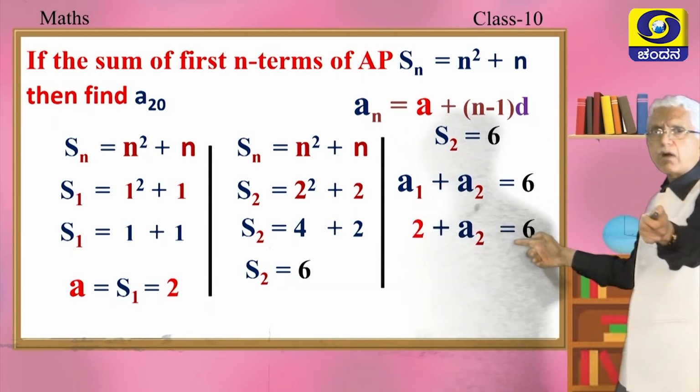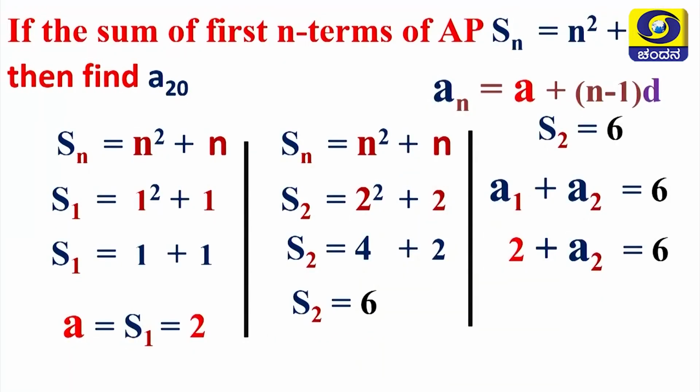Beautiful. You have already found out the first term here, right? A1 or A is S1 is 2. So in place of A1, what have I done, my dear children? I have substituted 2. 2 plus A2 is equal to 6, correct? 2 plus A2 is equal to 6. Or A2 is 6 minus 2, A2 is equal to 4.